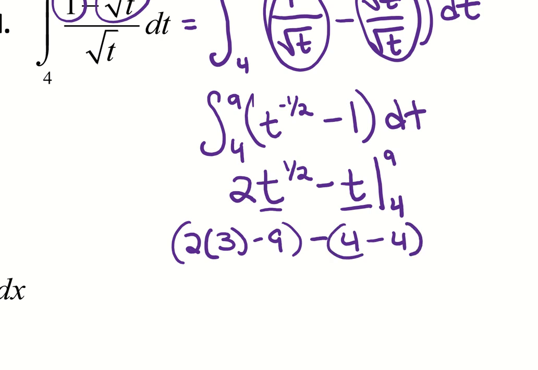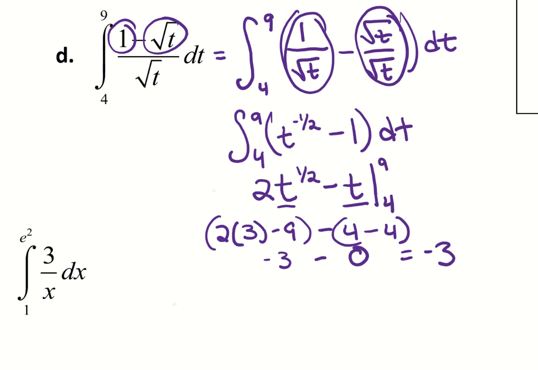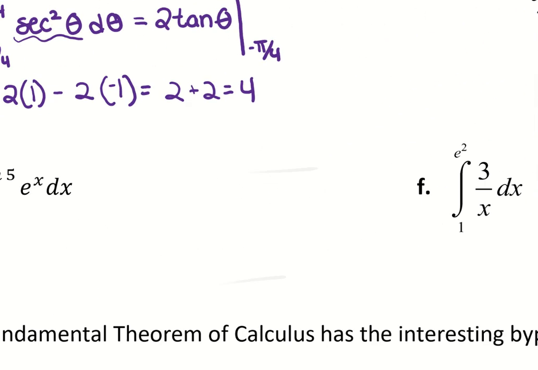So we're going to have 6 minus 9, which is -3, minus 0, which ends up still being -3. Oops, sorry. -3 minus 0 ends up being -3. There we go. All right, still some more practice ones.